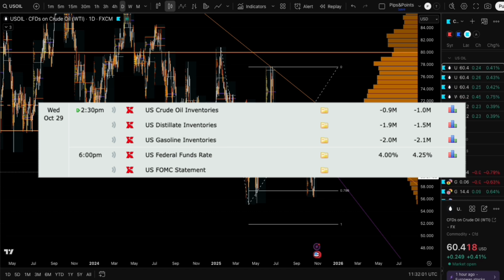Then finally, we have the US federal rates. So whether they cut interest rates, keep them the same, or increase interest rates, if it is less than what has been forecast, it is going to be good for oil. And then after that, we have the FOMC meeting, the US Fed rate, which is coming out at 6 p.m. GMT. So that's the data coming out today in regards to oil, and what could happen.